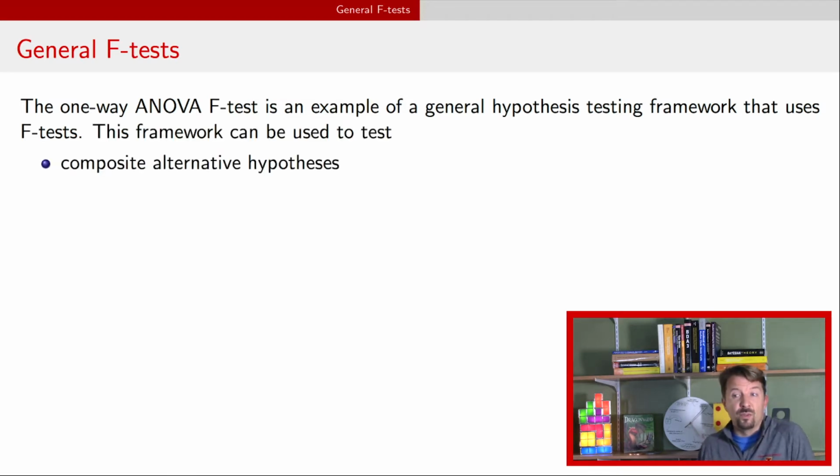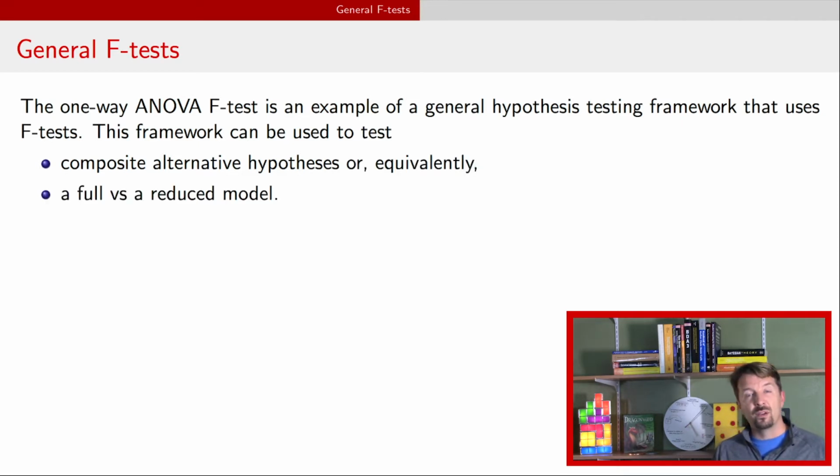So f-tests generally are looking at composite alternatives. I'm not going to focus on that in this video, but instead I'm going to think about comparing a full and a reduced model. So in the previous video about ANOVA, our full model had a different mean for each group, and our reduced model had a common mean for all the groups. Right? So that's the kind of comparison that I'm interested in doing.